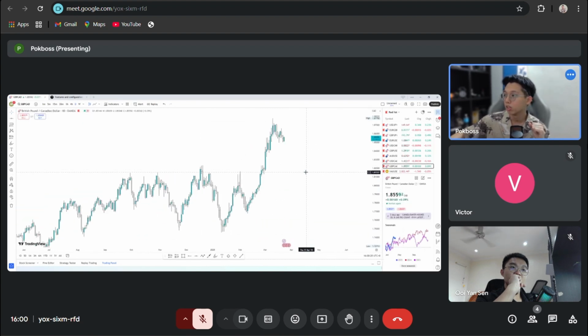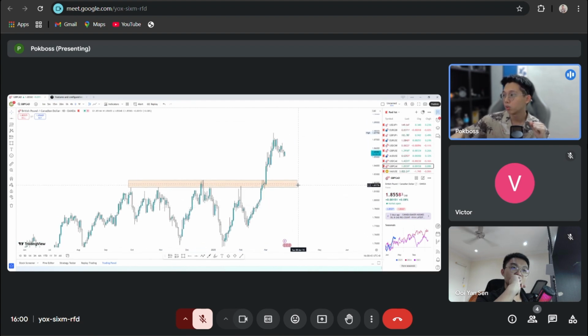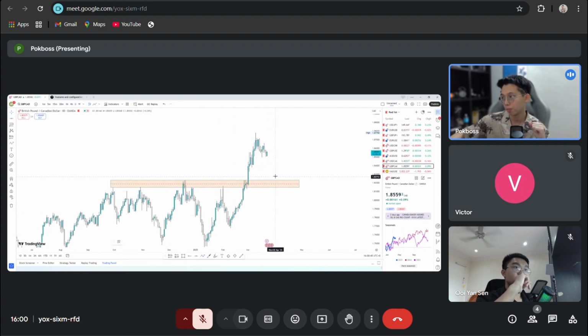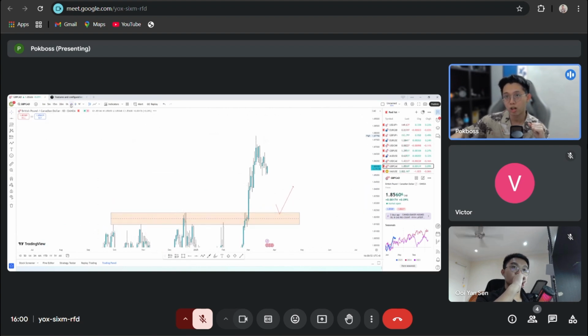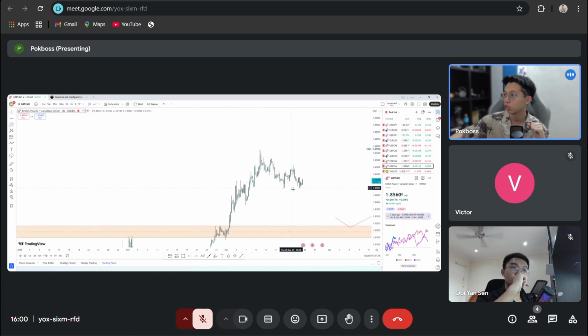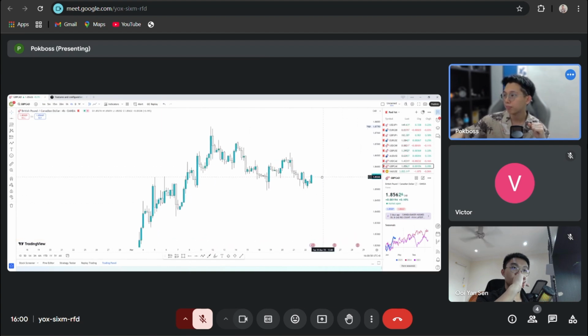GBP CAD, very simple actually. You just need to analyze this support zone. See, the support zone is over here. Okay, wait for the price to retest this support zone, and maybe you focus on buy. But now price is running in an uptrend, so let's see, is there any trading opportunity in the 4 hour time frame?